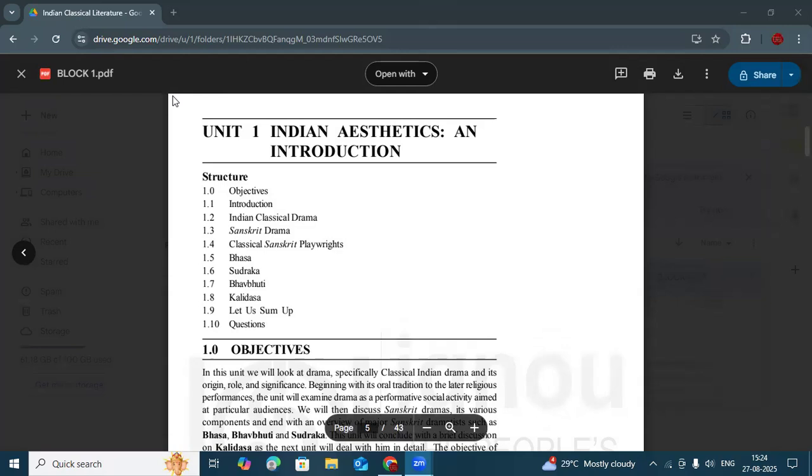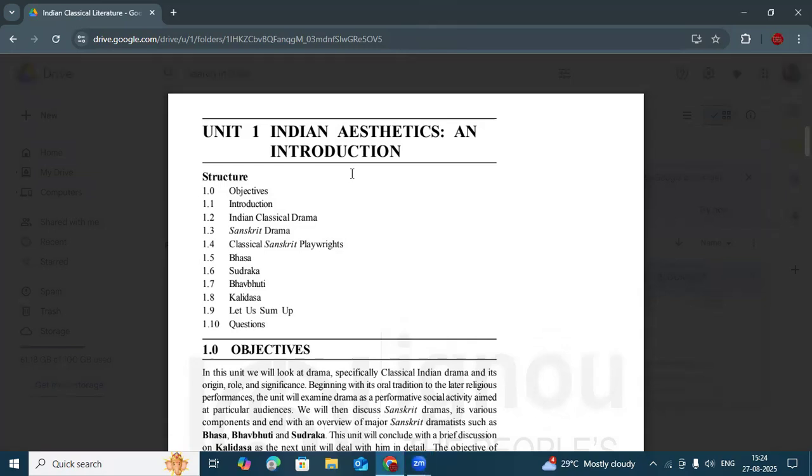Since the introductory parts are over, let's move to the first unit. Yeah, you have the printed notes with you. It's really good. Indian aesthetics, an introduction.